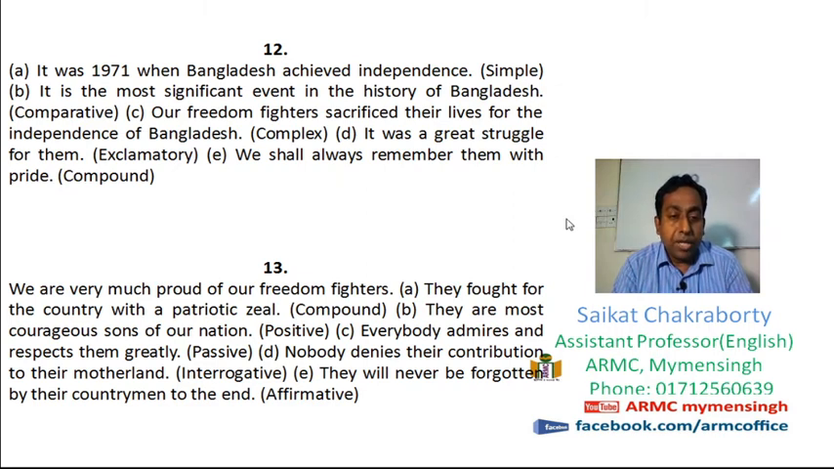They are most courageous sons of our nation. Positive. No other son of our nation is as courageous as they. Everybody admires and respects them greatly. Passive. To make it passive, we can say they are admired and respected greatly by everybody.